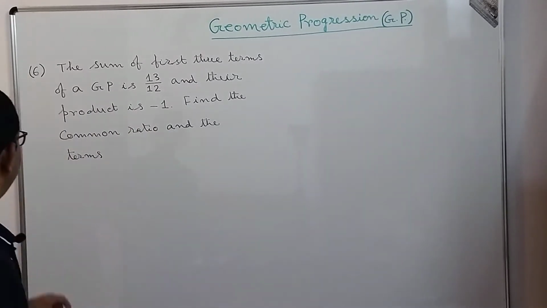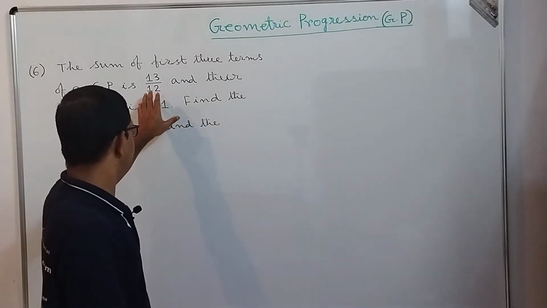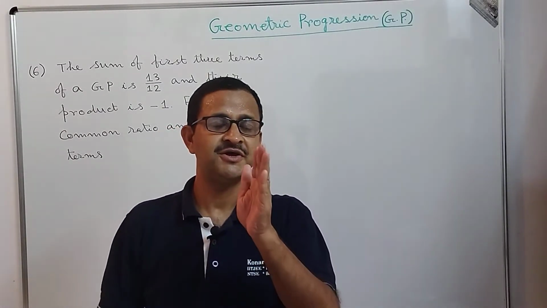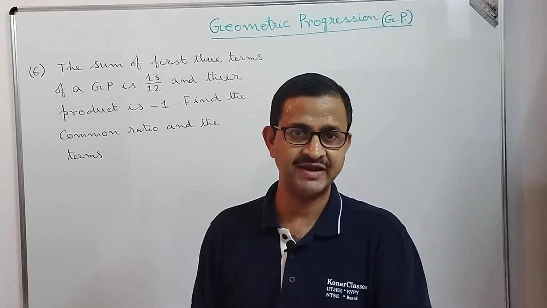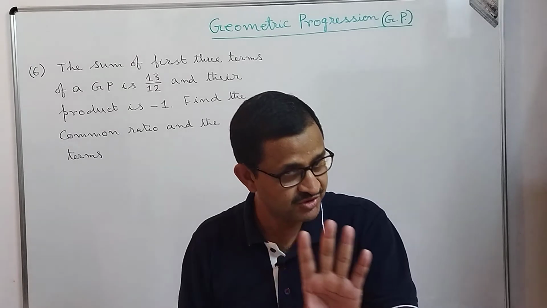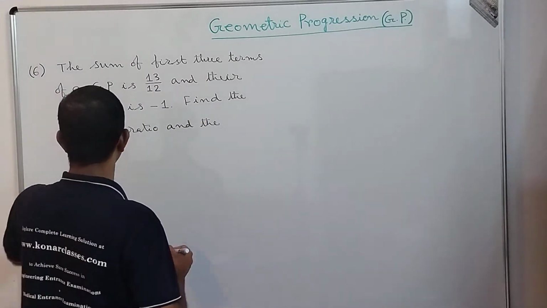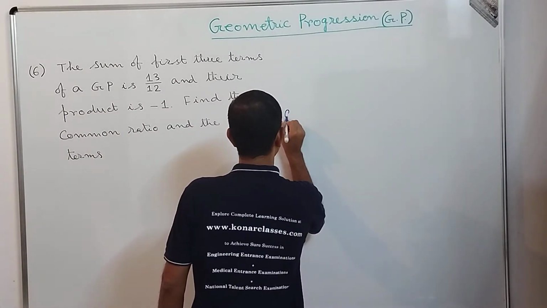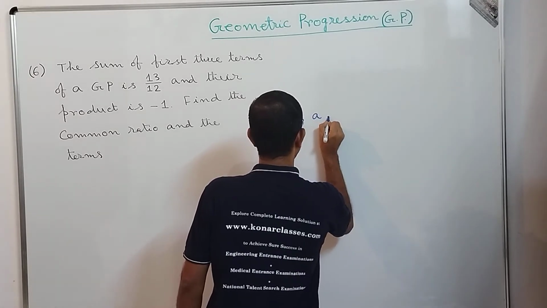The sum of the first 3 terms of a GP is 13 by 12. Whenever you get this type of question where you need to select the first 3 terms of a GP, don't select the terms as A, AR and AR square. Do not do this. Why? Let me explain. Always choose the first 3 terms of a GP as A by R, A and AR.